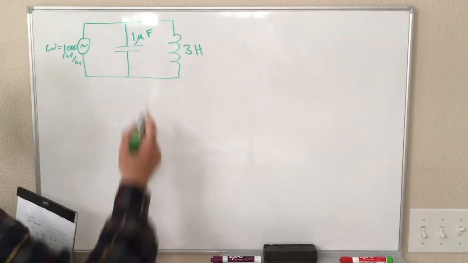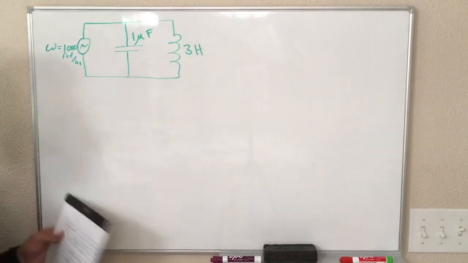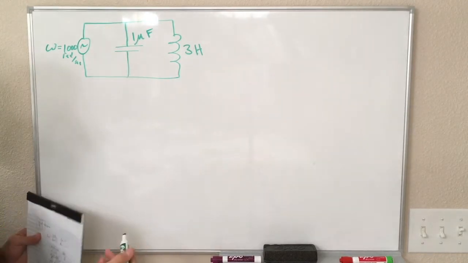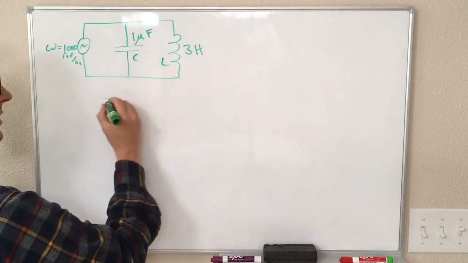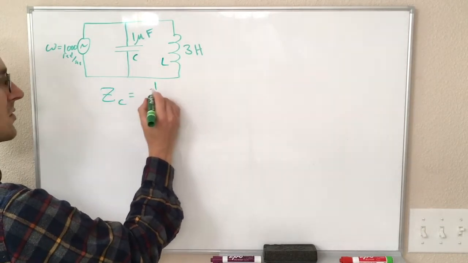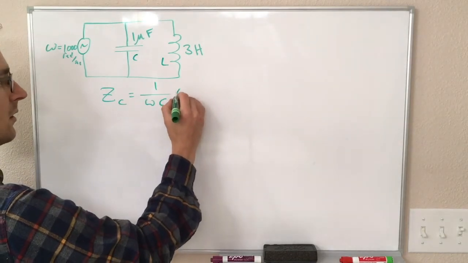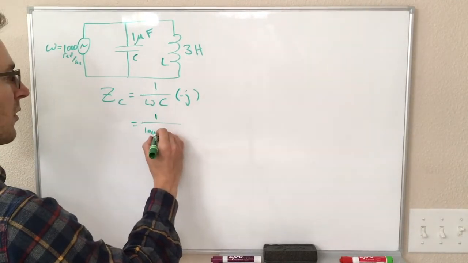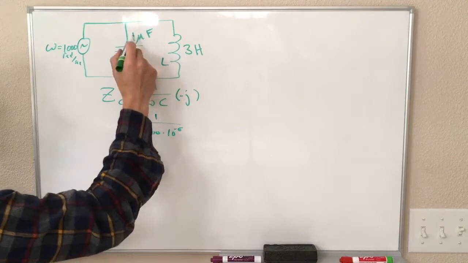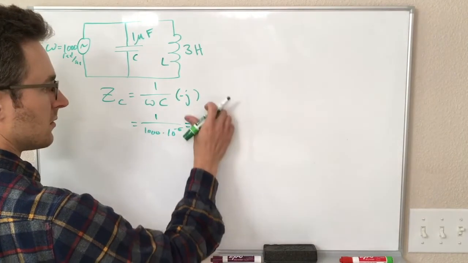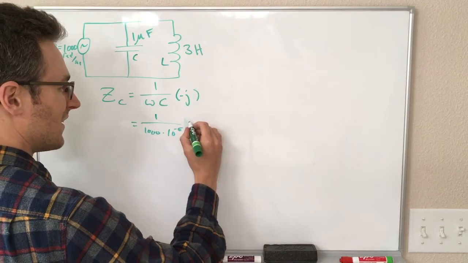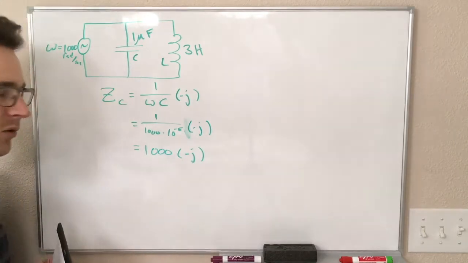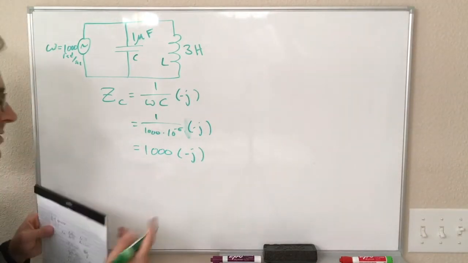Okay, so what are these two equivalent to? Well, we need to figure out what their impedances are, right? So we have a capacitor, we have an inductor. The capacitor impedance is 1 over omega C in the minus j direction. So that is equal to 1 over 1,000 times 10 to the minus 6, 1 microfarad. So this is 1,000. I forgot my minus j. So this is equal to 1,000 in the minus j direction, or 1,000 at an angle of minus 90 degrees.